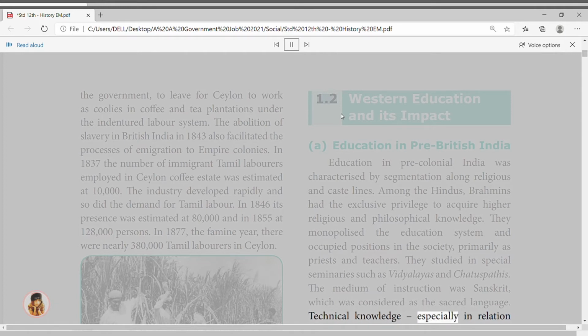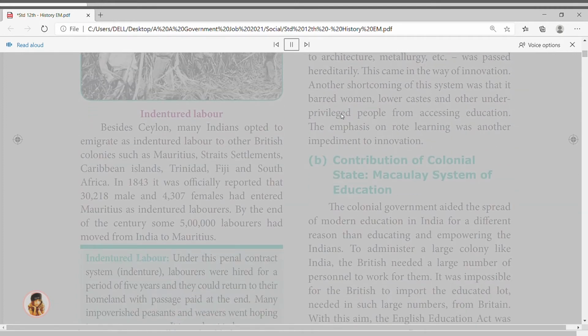Technical knowledge, especially in relation to architecture, metallurgy, etc., was passed hereditarily. This came in the way of innovation. Another shortcoming of this system was that it barred women, lower castes, and other underprivileged people from accessing education. The emphasis on rote learning was another impediment to innovation.